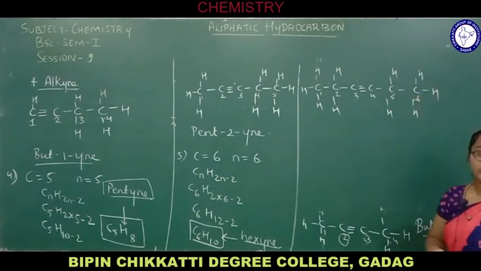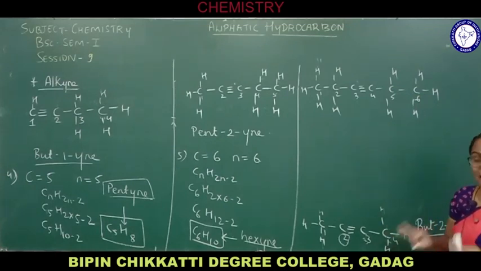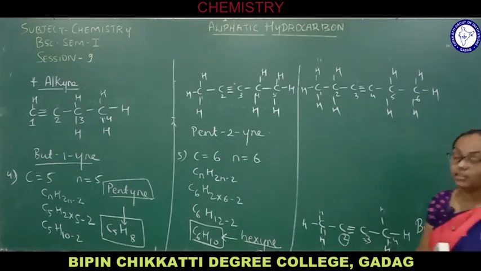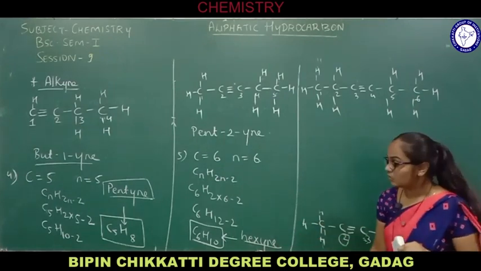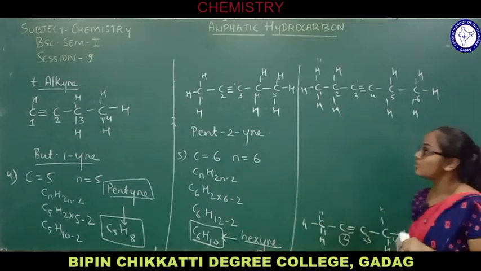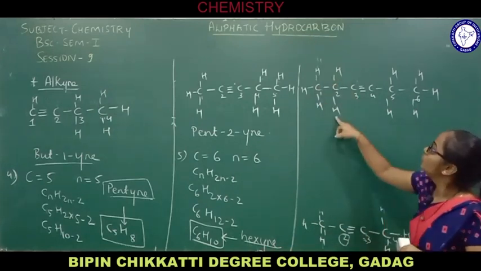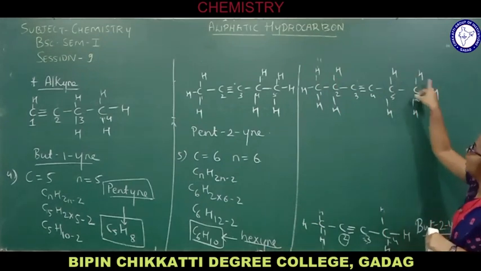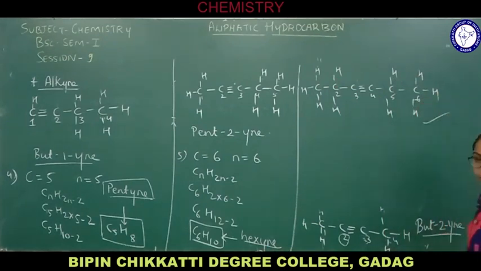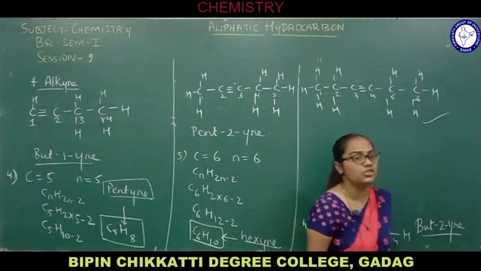Done? So this is how each carbon atom gets its valency balanced by getting attached to the number of hydrogen atoms present. Now the number of hydrogen atoms present over here is 10, right? Let's count: 1, 2, 3, 4, 5, 6, 7, 8, 9, 10. Done with the structural formula.